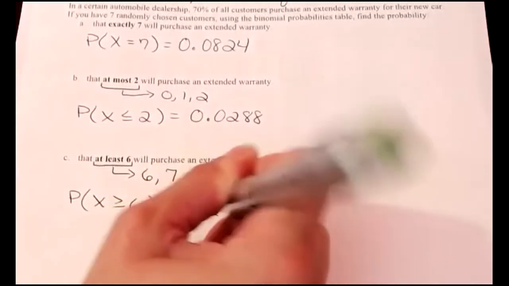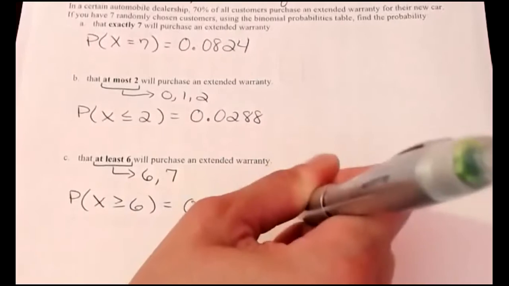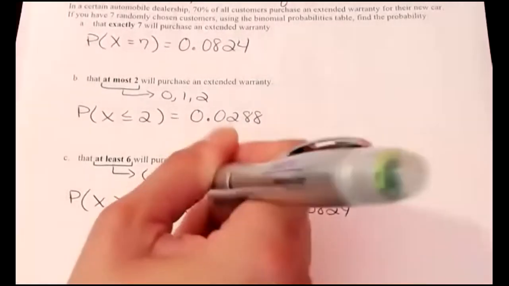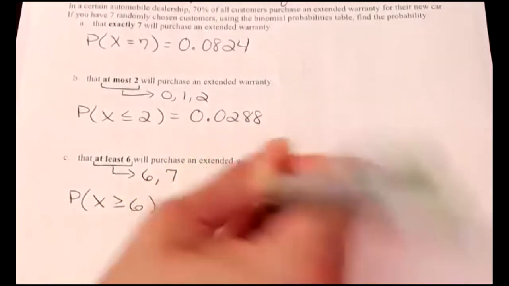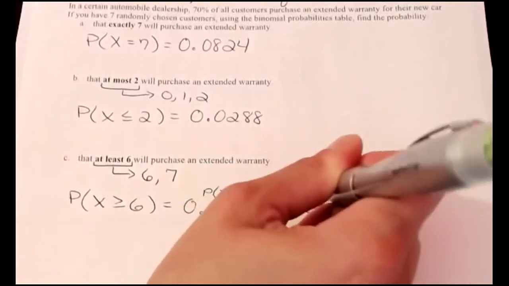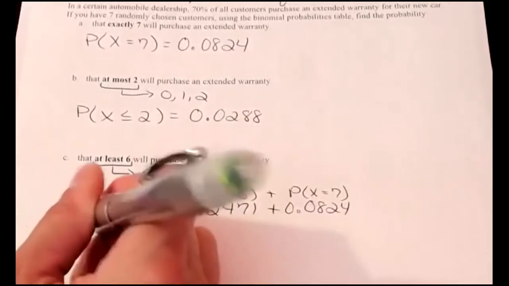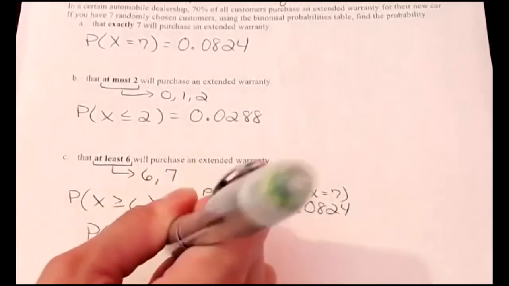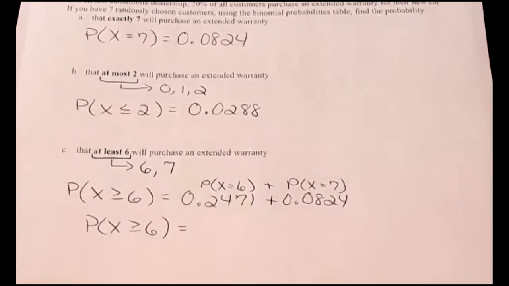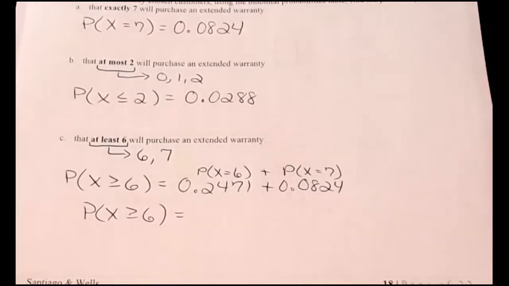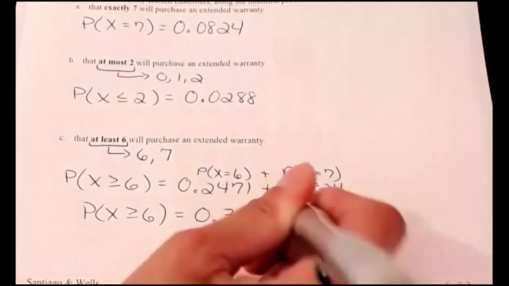So when you combine those two, I might as well just write that. So we have 0.2471, and you said 0.0824. That was the probability when X is equal to exactly 6, and the probability when X is equal to exactly 7. When you combine those together, what did you get? I got 0.3295. Perfect. Thank you, Stephanie.